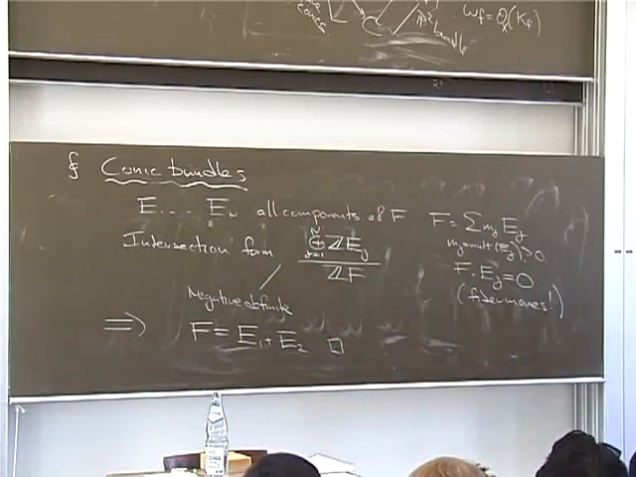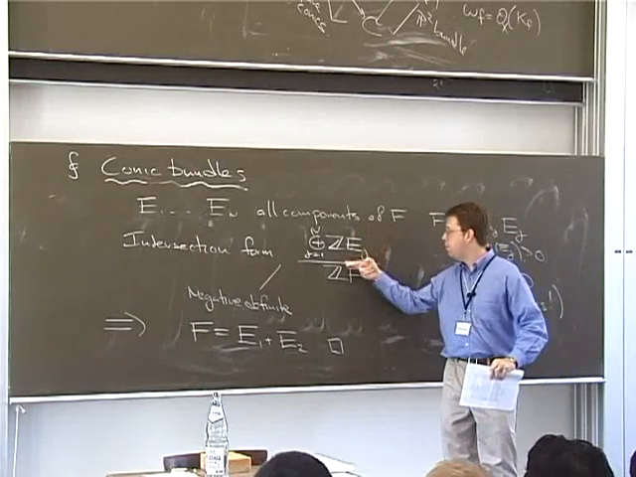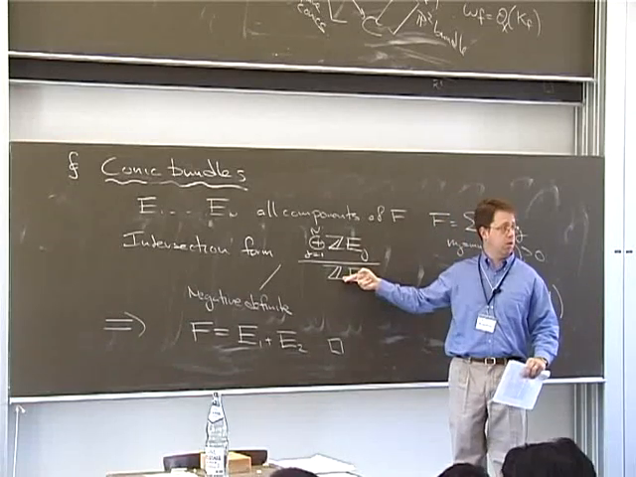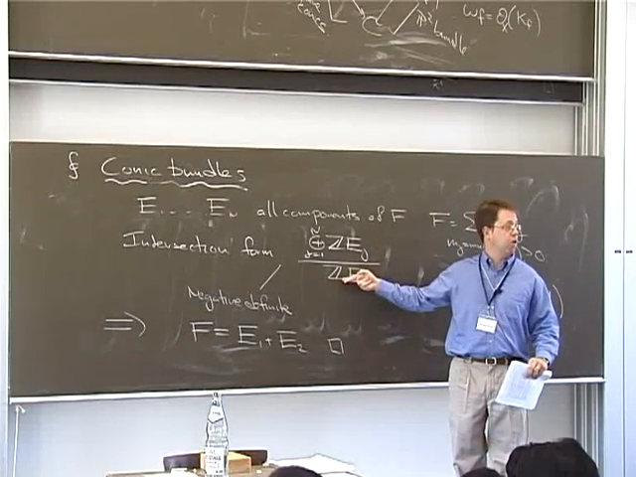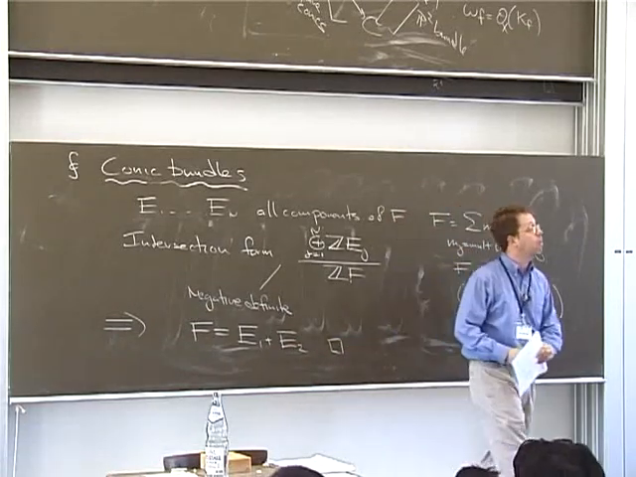There can't be anything else, because anything that goes to 0 under the intersection form has to be in the kernel of this quotient, therefore proportional to the fiber. I guess I proved it's proportional to the fiber, but the constant of proportionality is 1.